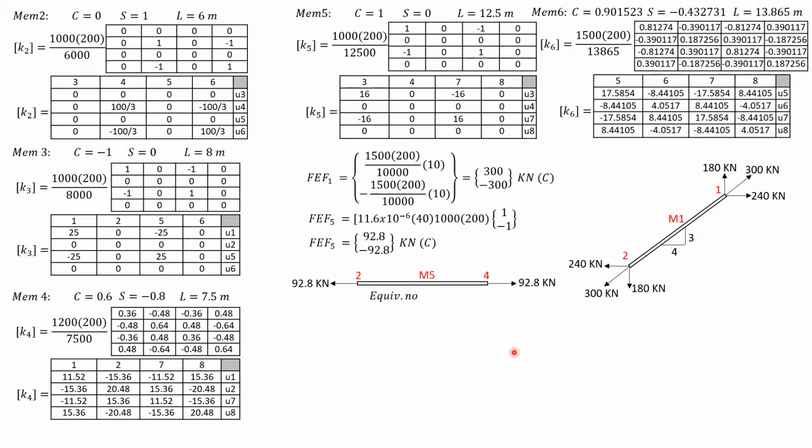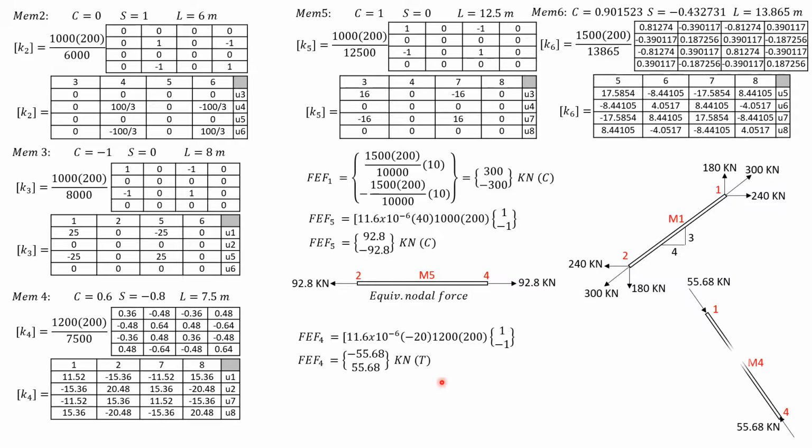Then for member 4, which is subjected to temperature reduction of 20 degrees Celsius, so 11.6 beta times 10 to the negative 6, the delta T is negative 20, 1,200 the area, then E 200, then times negative 1. So the fixed force for member 4 will be in tension. So the opposite of tension is compression. So we draw member 4, it is subjected to compressive force as its equivalent nodal forces.